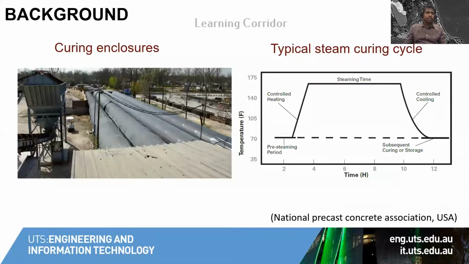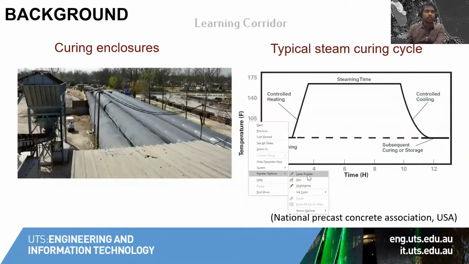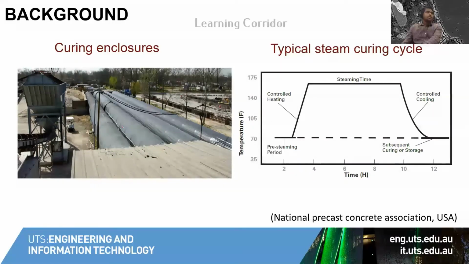What we see here in the left side picture is the curing enclosures where the poured concrete elements will be kept and steam cured. You can see in the right side picture some stages of pre-curing. The time difference between the concrete being poured into the formwork and the steam curing being initiated is called the pre-cure time or pre-steaming period.